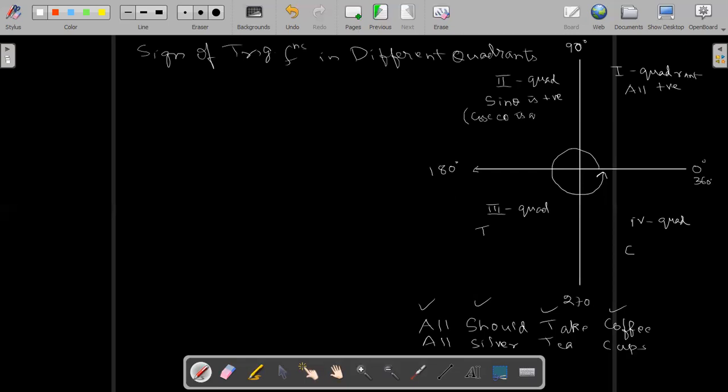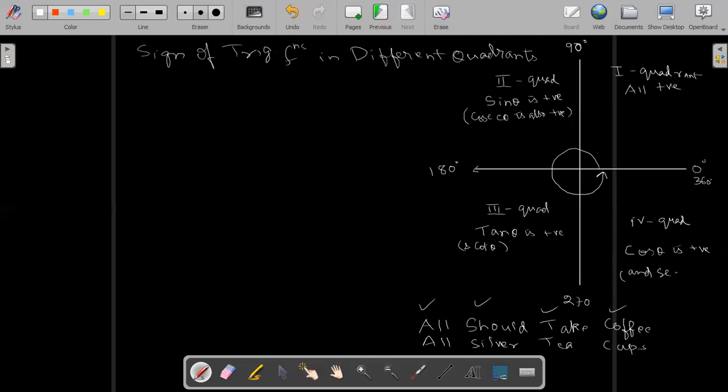So cosec theta is also positive. You have to remember that when sine theta is positive, cosec theta will automatically be positive too. Here tan theta will be positive, and when tan theta is positive, cot theta is also positive. Similarly, here cos theta is positive, and the reciprocal of cos is sec theta, so sec theta is also positive here.